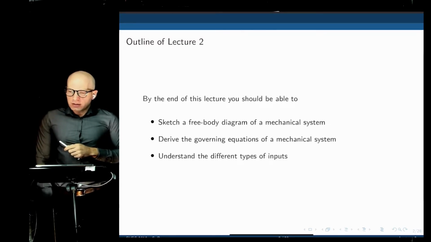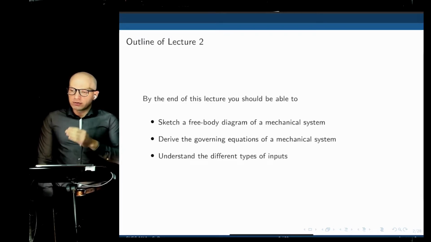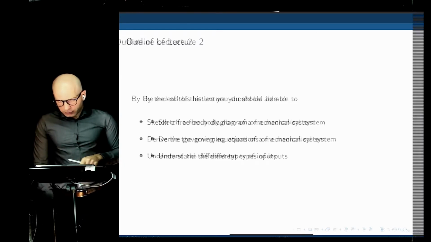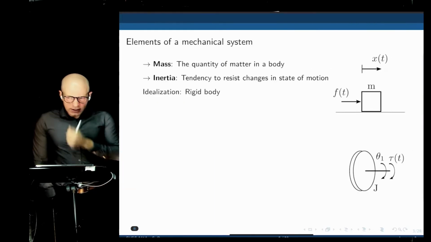Okay, so by the end of this lecture, you should be able to sketch a free body diagram of a mechanical system, use that to derive the governing equations of motion, and then understand the different types of input that we can give to that system. So let's start right away.